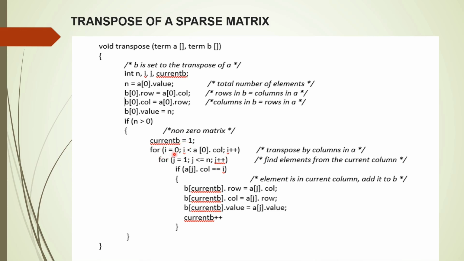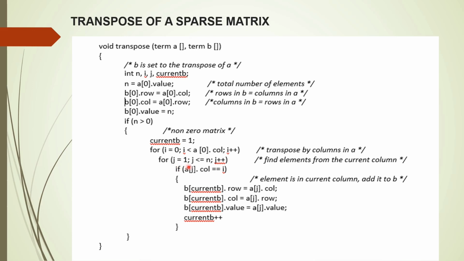Then for i is equal to 0, i less than A[0].column. Obviously it is not 0. Why? Because A[0].column holds the number of columns value. Obviously it is not 0. So 0 less than this condition becomes true. That means I am taking the elements from column 0. Column 0 elements will be identified.